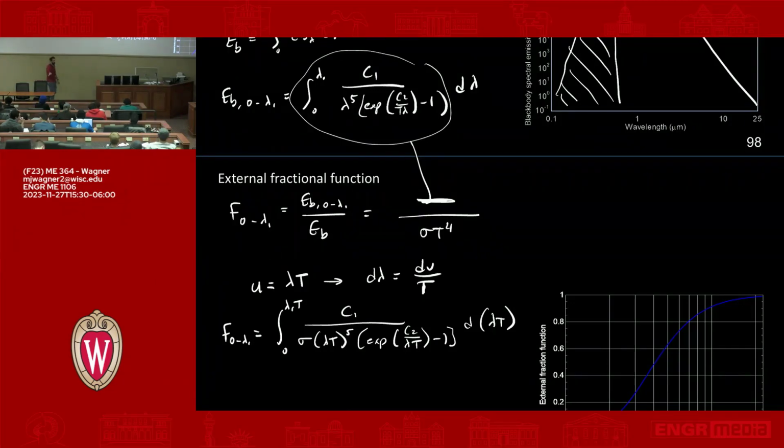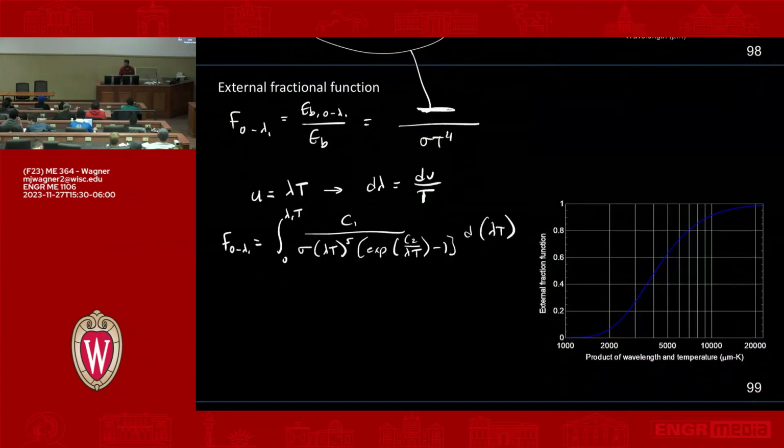That's important to you because when you evaluate this external fractional function, it requires you to provide it the product lambda T. So this plot here is the product of wavelength and temperature, lambda T.